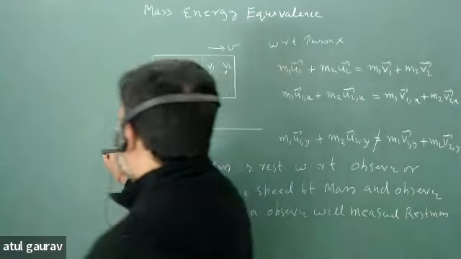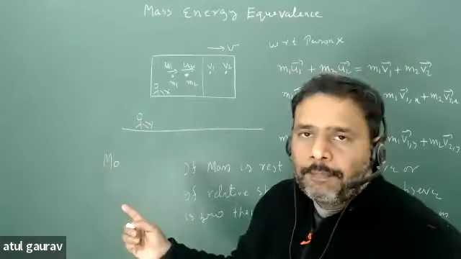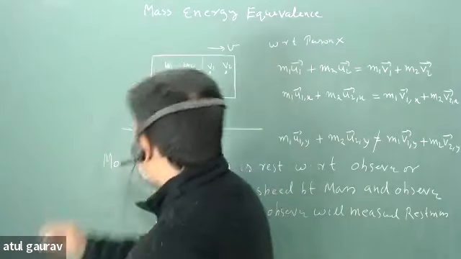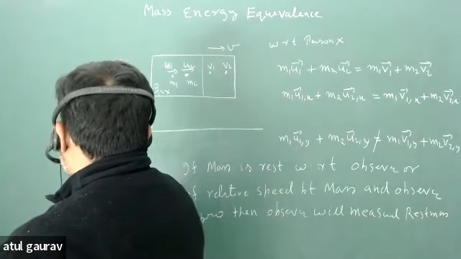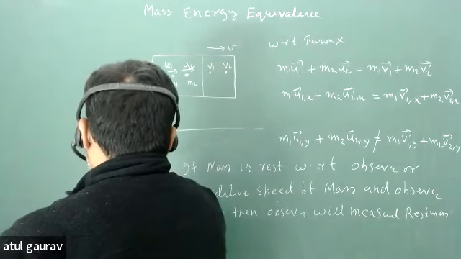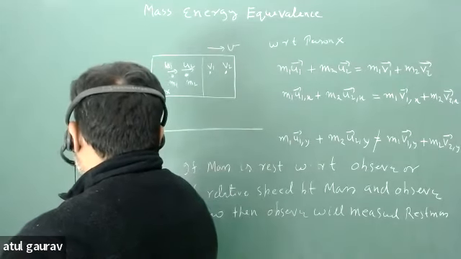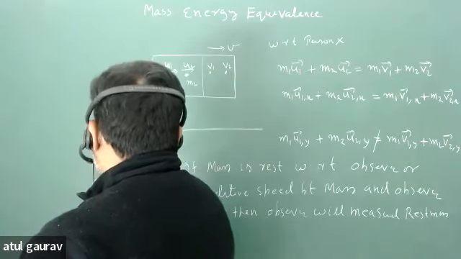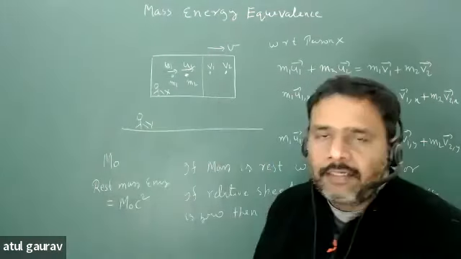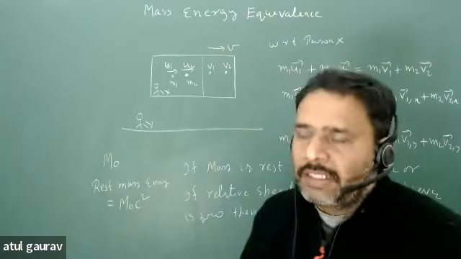So rest mass in general we are defining by m naught. If the mass is at rest, you can define it by m naught. The equivalent energy according to Einstein is rest mass energy. And what will be that energy? The rest mass energy, according to Einstein, is m naught into c square. What is c? C is nothing but the speed of light. So m naught c square is rest mass energy.